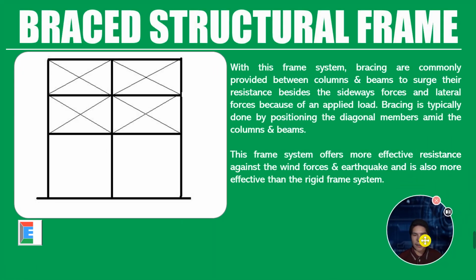Brace structural frame. So with this frame system, bracing is commonly provided between columns and beams to increase their resistance against the sideway forces and lateral forces because of an applied load. Bracing is typically done by positioning the diagonal members amid the columns and beams. This frame system offers more effective resistance against the wind forces and earthquake loads, and is also more effective than the rigid frame system.